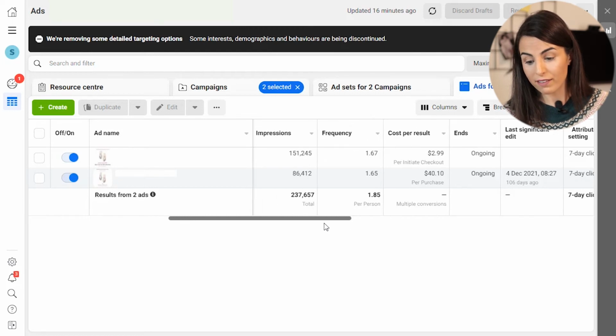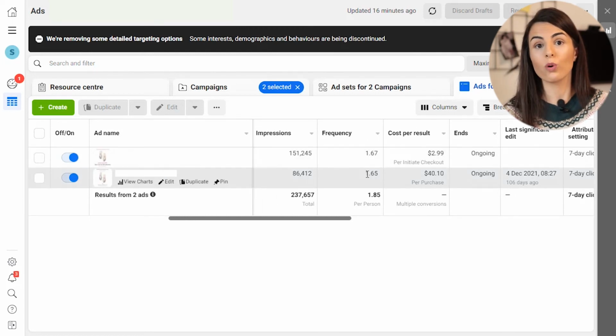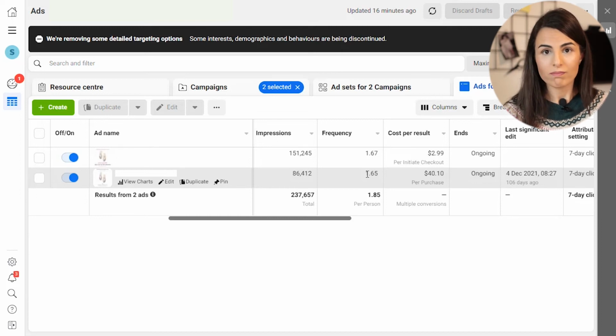After that, we have the frequency, and it's related to how many times the same person saw this ad. A frequency below 4 is acceptable. It's fine, and you measure the frequency at the ad level. If you started experiencing high frequencies, I recommend you to start introducing new ads, because you don't want your audience to get bored of your ads.